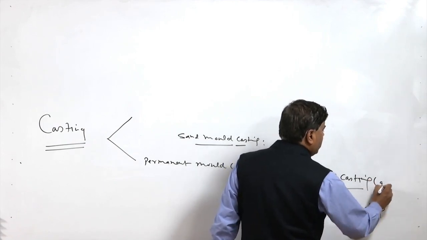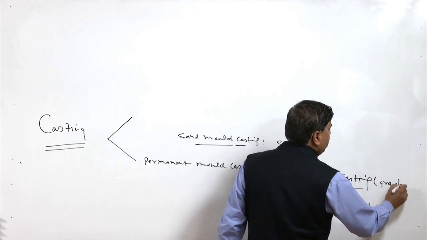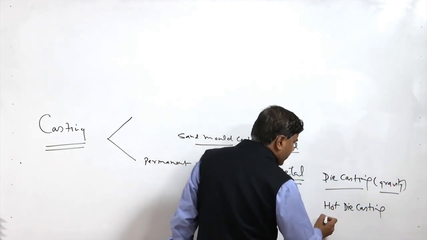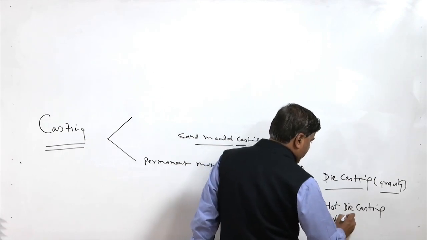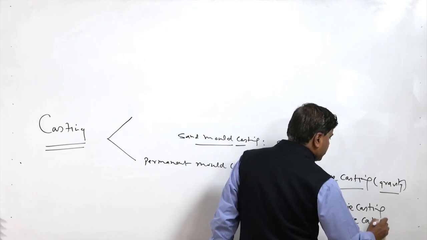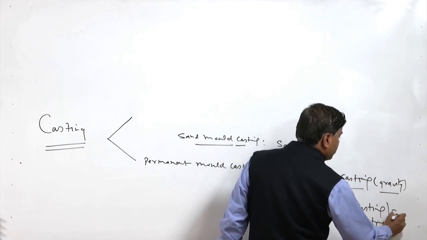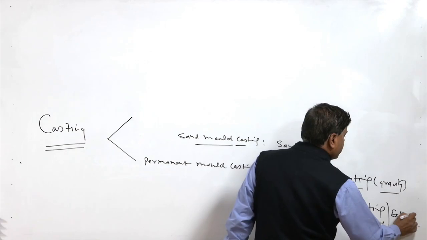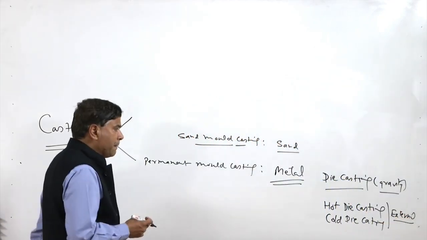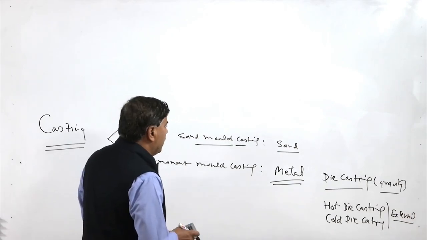In die casting, normally the solidification occurs under gravitational force, and here in the hot die casting and cold die casting processes, external pressure is applied. So, under the influence of the external pressure, the feeding as well as the solidification of the molten metal is achieved.